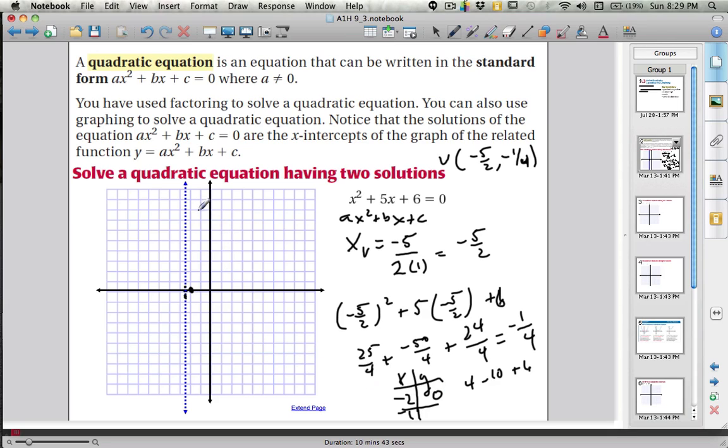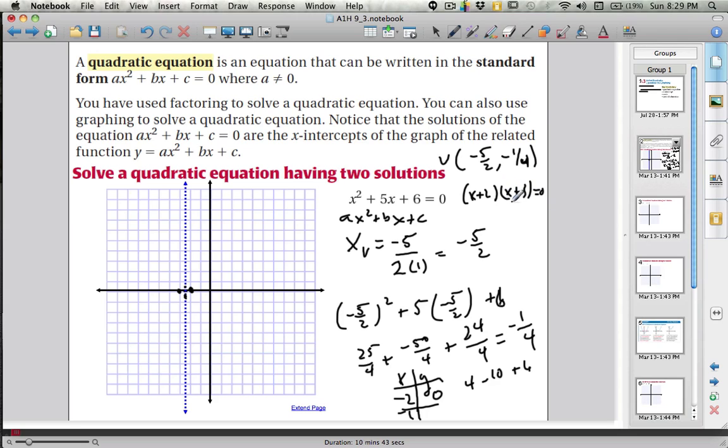So I know then that if I was 1/2 to the right of the axis of symmetry at 0, I'll be 1/2 to the left. So my solutions are negative 3 and negative 2, which makes sense from what we've learned by factoring. If I factor this, I want factors of 6 that add up to be 5, that's 2 and 3. I'll have x plus 2 times x plus 3.